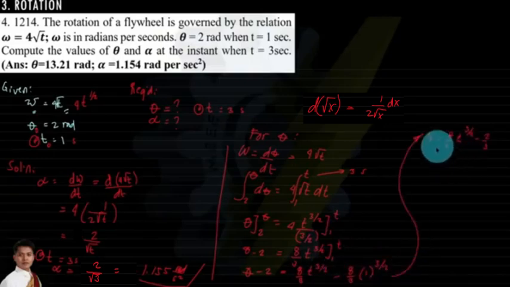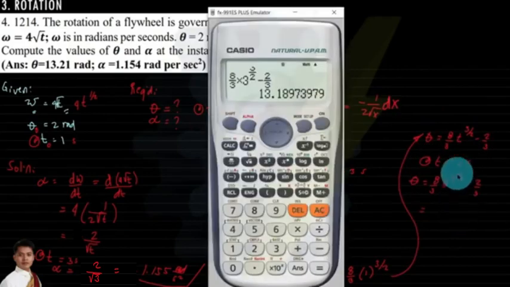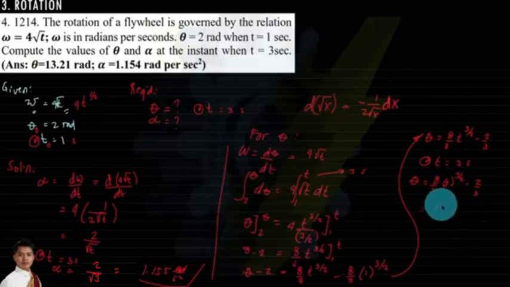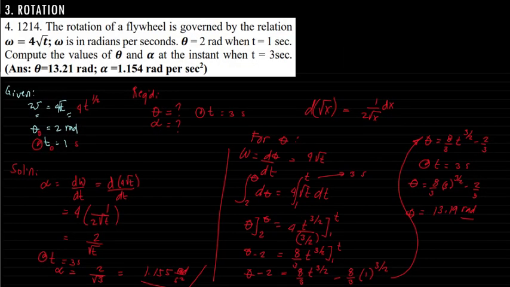So we have now this equation for theta. Let us now substitute t is equal to 3 seconds. So this is equal to 13.19. Take note here that the unit of theta is in radians.